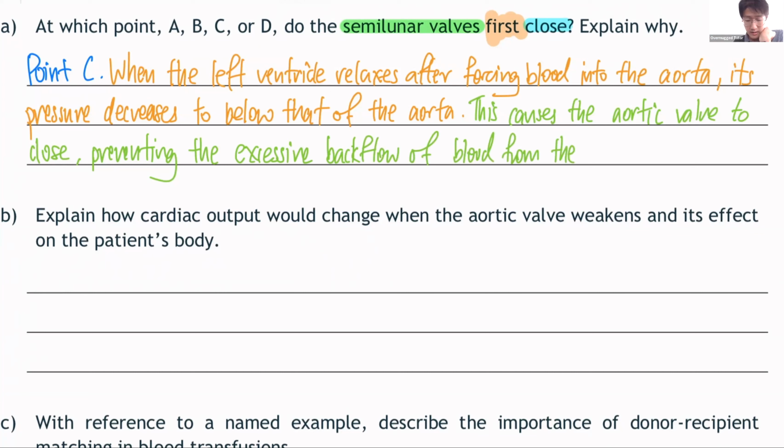Shafia? Backflow of blood from the... The wrong direction of blood at this valve is where to where? What valve are you talking about here? Aorta to ventricle. Aorta to ventricle.